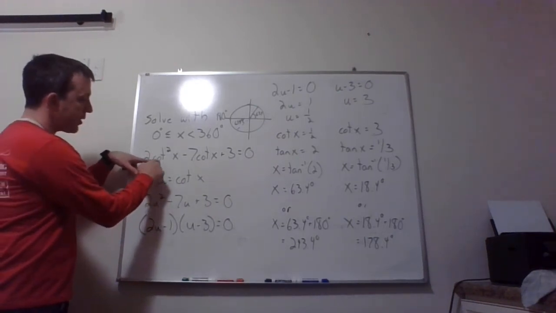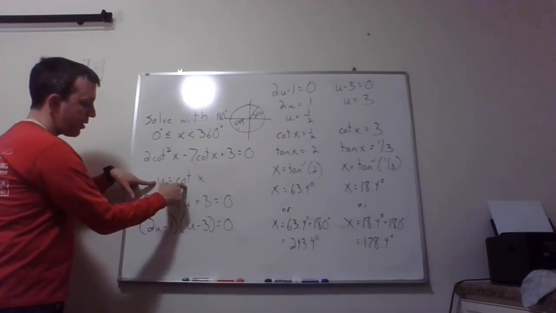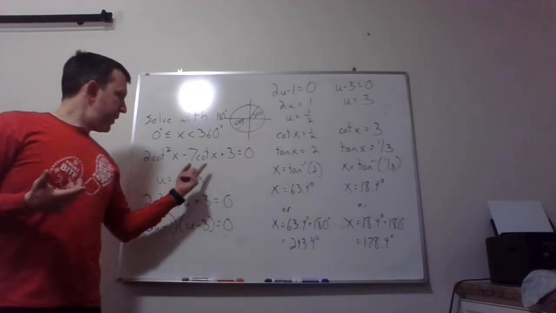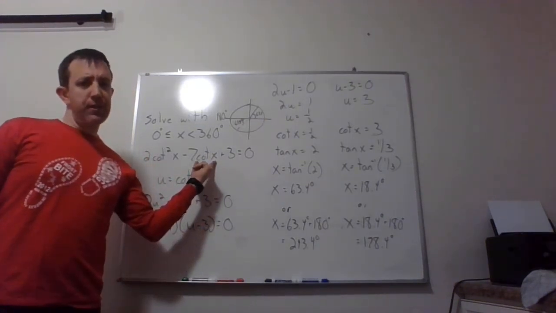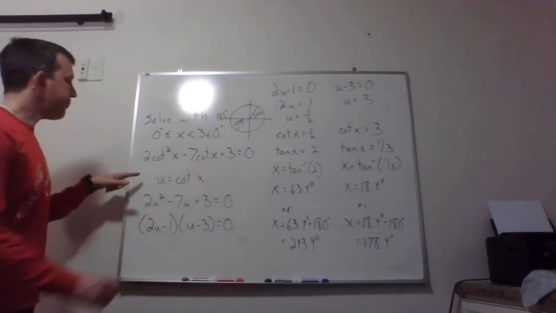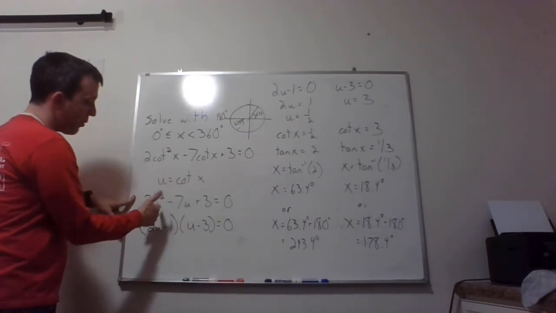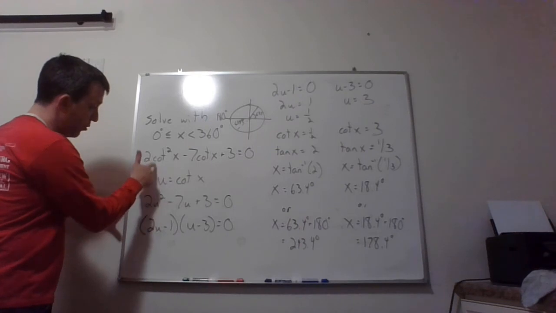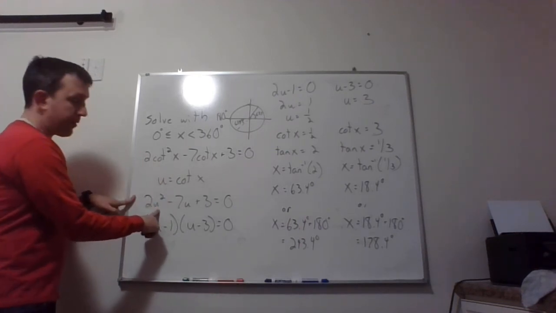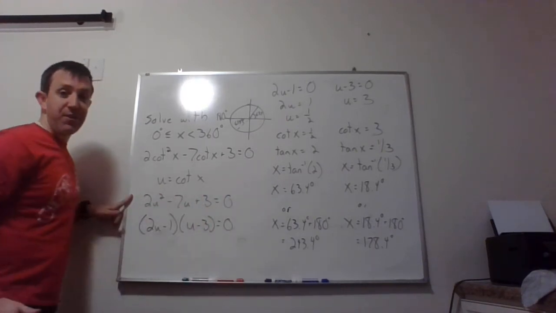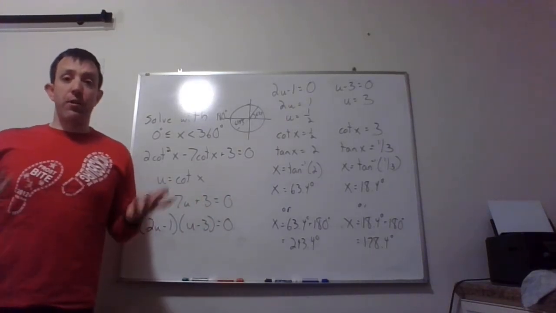So instead of using cotangent, I'm going to call cotangent x u. You can pick whatever letter you want, just don't pick the letter that's already in your equation, because that'll get really confusing. So I just replaced cotangent with u. So cotangent squared now is not going to be u, but it will be u squared. My cotangent turns into u, and so now I have this much nicer looking equation, and it's just a quadratic.